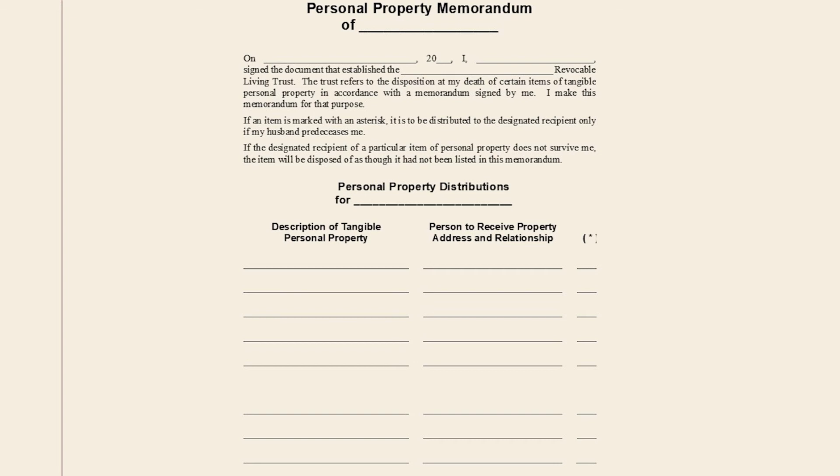But if you have a piano or a specific book or some china, things that you want to give to a specific person, then you can just write down what the asset is and who you want it to go to on this memorandum. And you don't have to think through everything at the time that you draft your trust. You can do that later with the memorandum. As things change, you can add or take away from or change that memorandum of personal property.